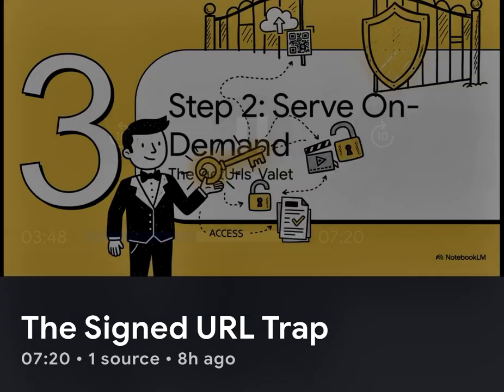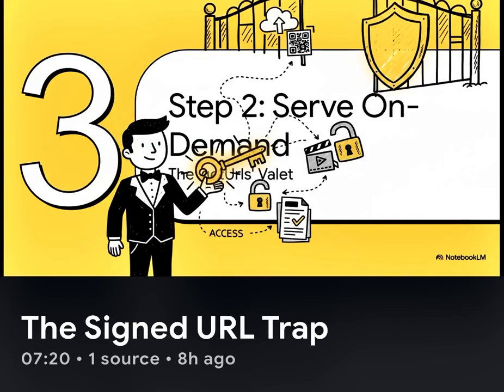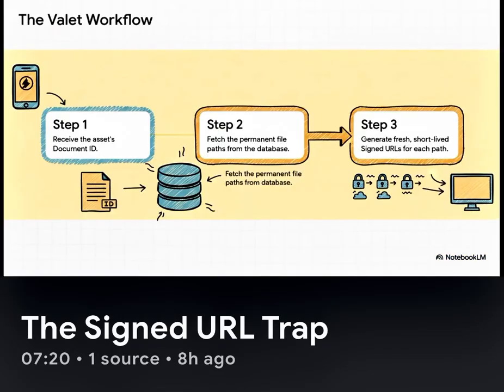Now it's time to bring in our second character, the valet. The valet function is lean, it's fast, and it's all about security. Its one and only job is to be the gatekeeper, handing out temporary keys to the assets our factory has already tucked away. And the valet's process? It's just beautifully simple. Your app comes up and hands it that claim ticket, the document ID.